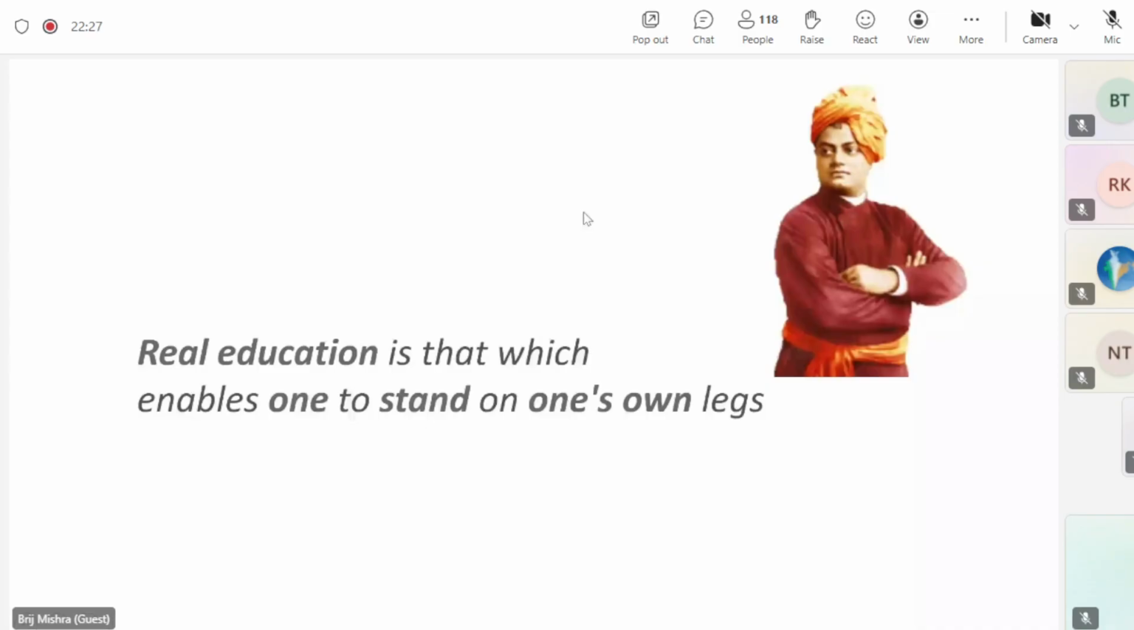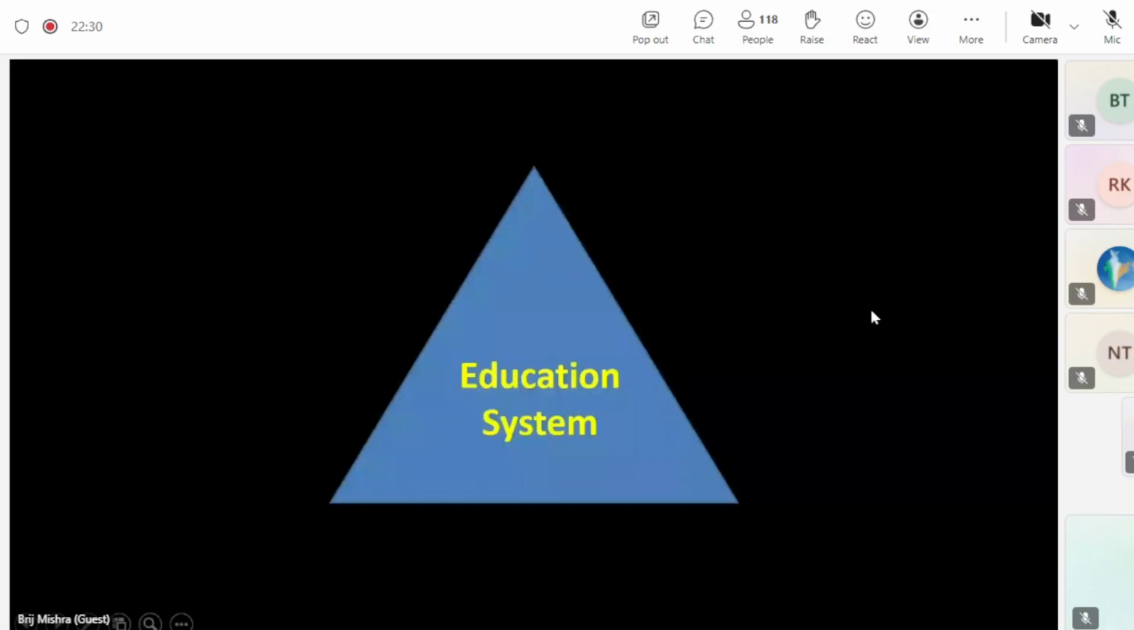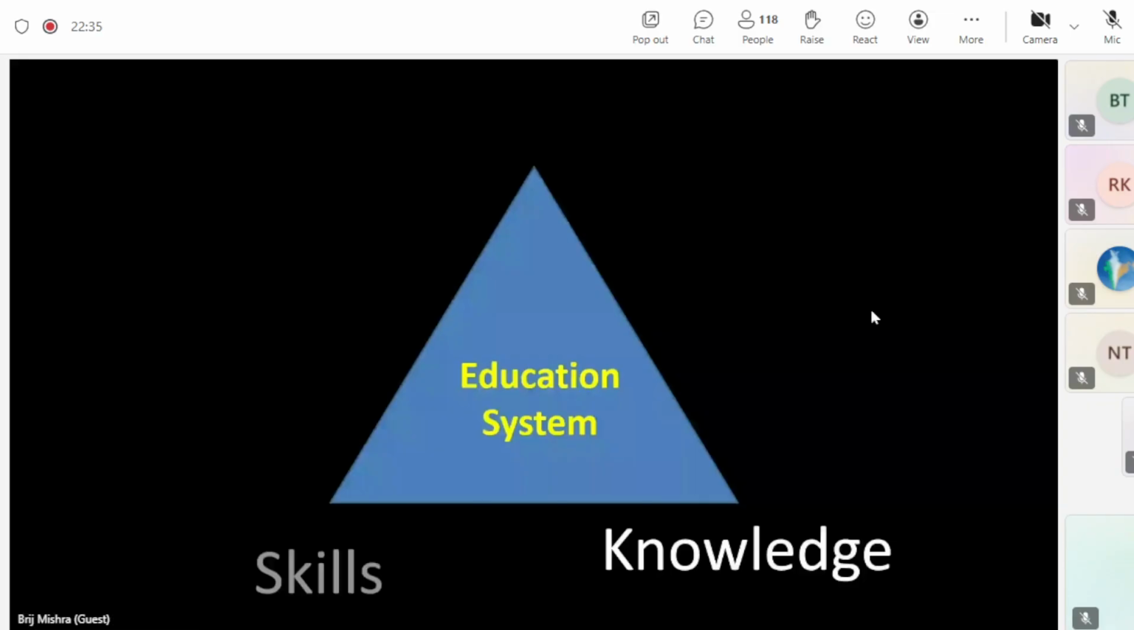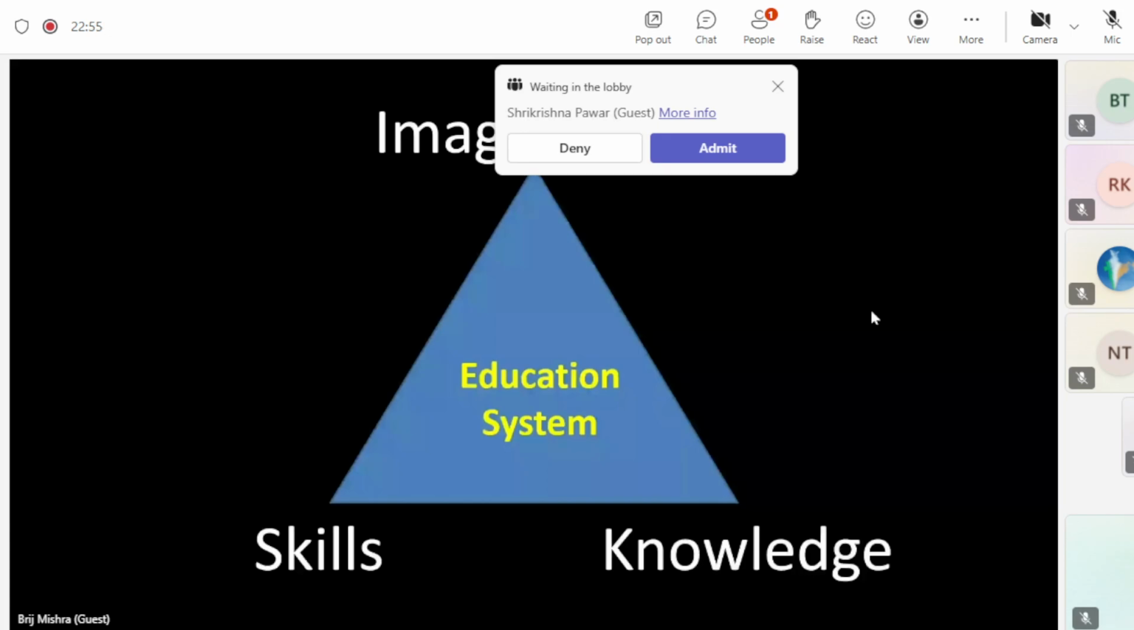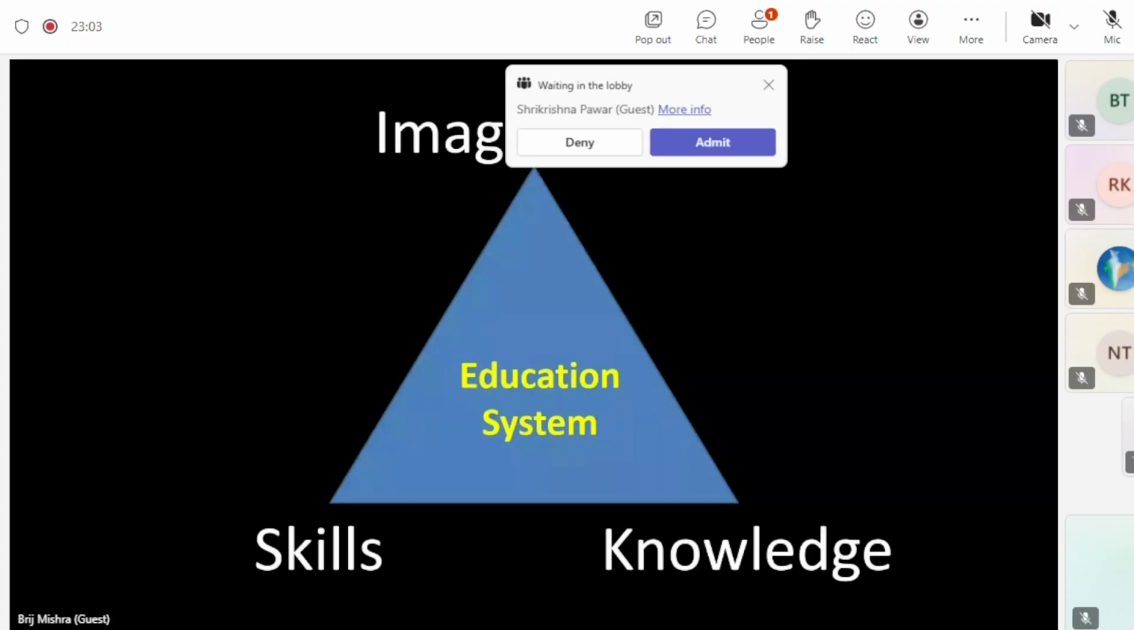We know that in our education system, the most important thing is that we try to transfer knowledge. Then we try to skill somebody, or that is our responsibility. And all this knowledge and skill added with imagination, if we add all these three, it will create a good education system, or a great education system, I would say. Okay, so let's move.